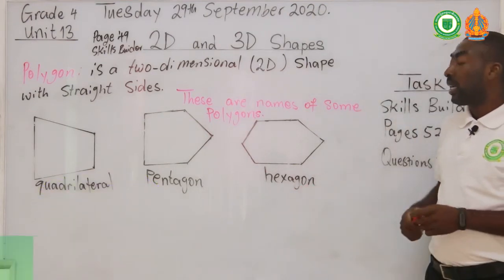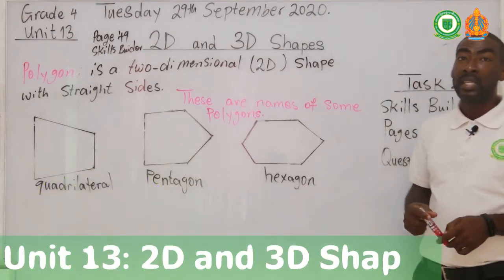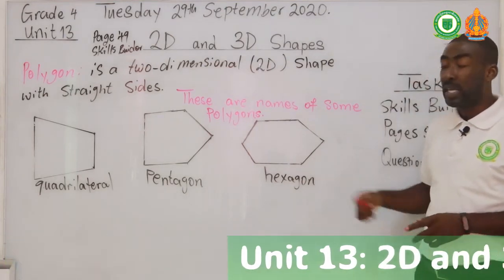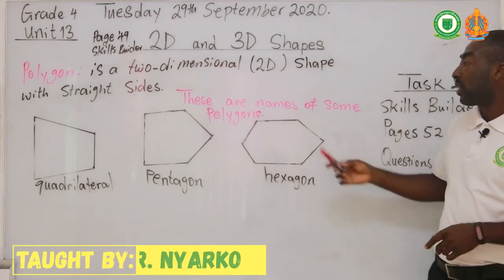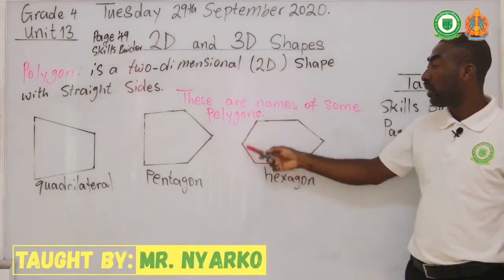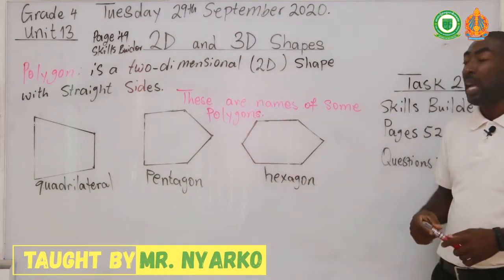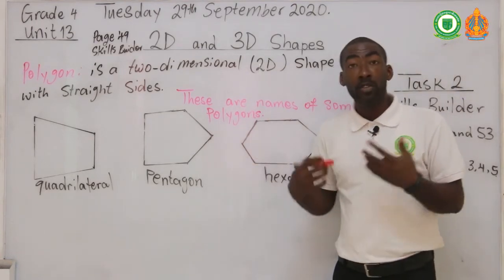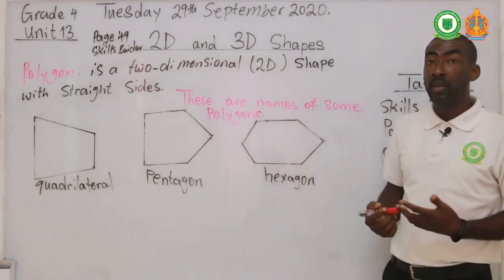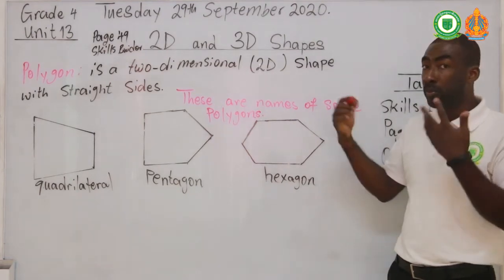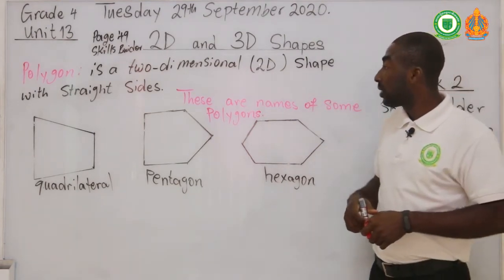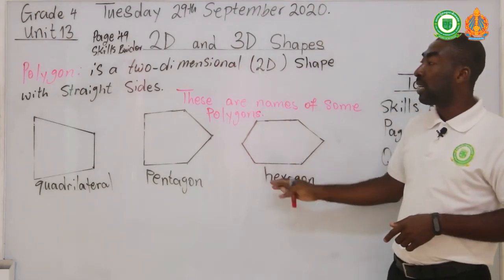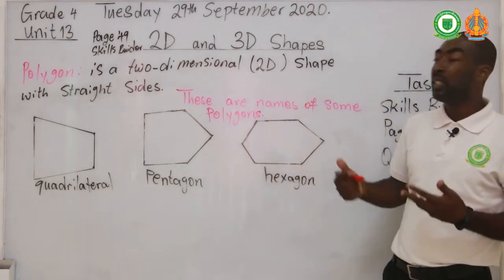Hexagon. A hexagon means a shape that is having 6 sides. Hexagon, that means 6 sides, okay? So 1, 2, 3, 4, 5, 6. It is having 6 sides. So the list can continue and continue, okay? To octagon, to any size that you can have. So these are names of some polygons that you can deal with.